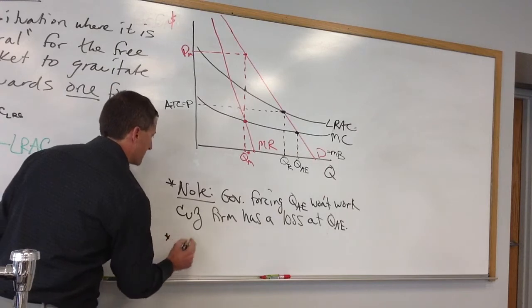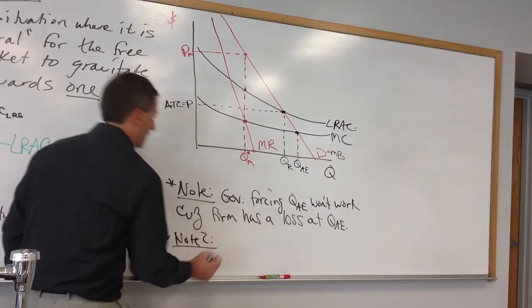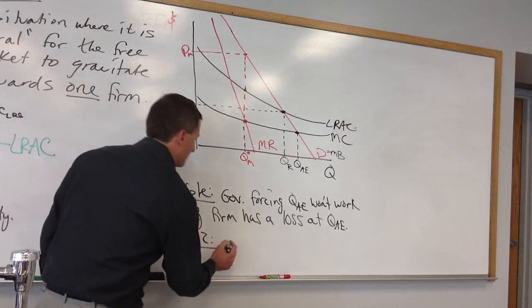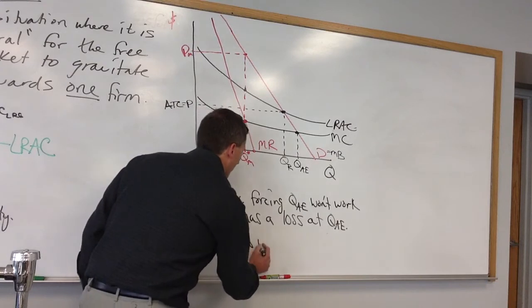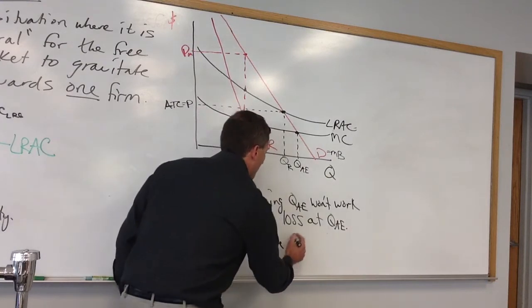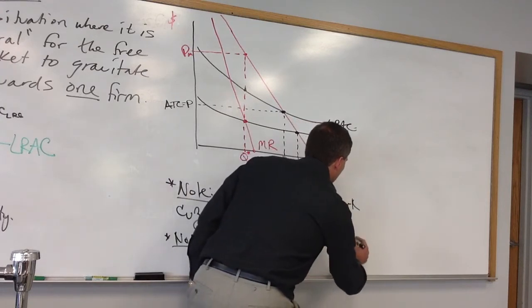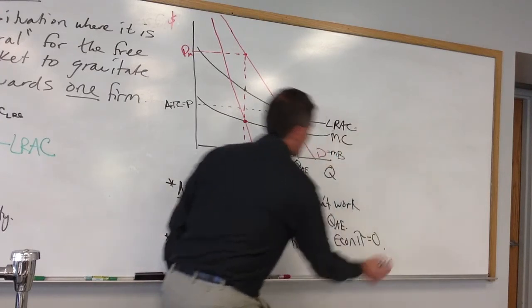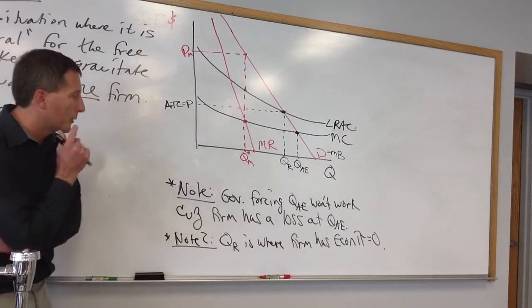Let me write some of this out. So note number 2, QR is where the firm has economic profit equal to 0, just a normal profit. So they're kind of breaking even. It's maybe what we went back to calling it fair.